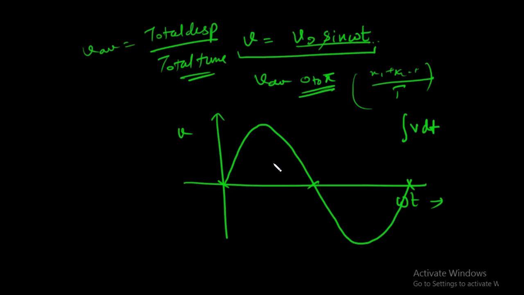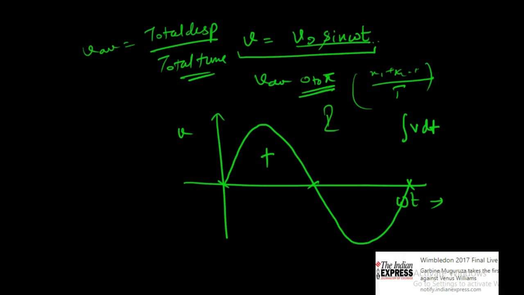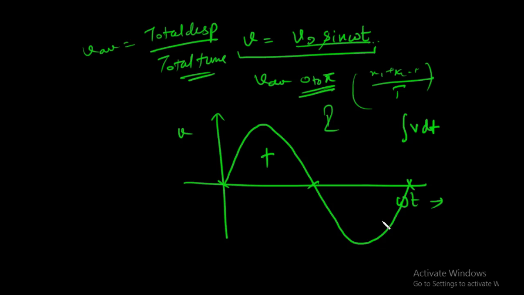This is the area. The area under the vt graph is the displacement if v is velocity, and this displacement is positive if it is in the first quadrant, and it is negative if it is in the fourth quadrant. So for example, if this is 0, this is pi, and this is 2 pi. Now I want to find out the average velocity from 0 to pi. So I just integrate this from 0 to pi. So we have the displacement, and I divide it by the total time taken.